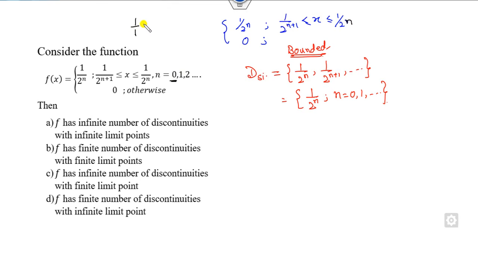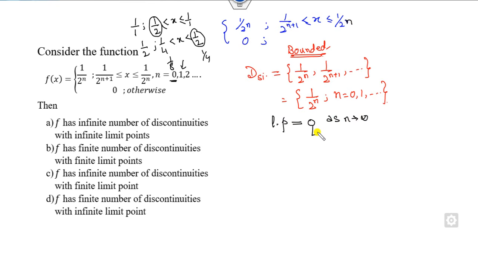It is 1, with 1 over 2 less than x less than 1. When I take n as 1, it is half, with 1 over 4 less than x less than half. So clearly the function is discontinuous at 1, at half. Similarly, the function is discontinuous at 1 by 4. Now this is a set. Can you find the limit point? The limit point is 0 as n approaches infinity, which is finite. So the limit point is finite and the function is bounded. What does it mean? f is Riemann integrable.